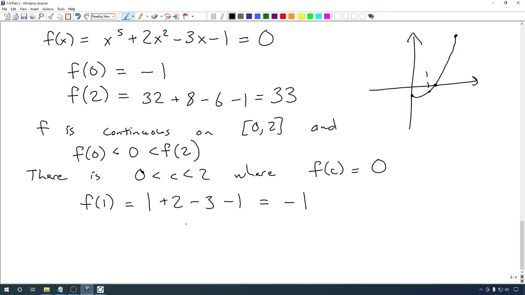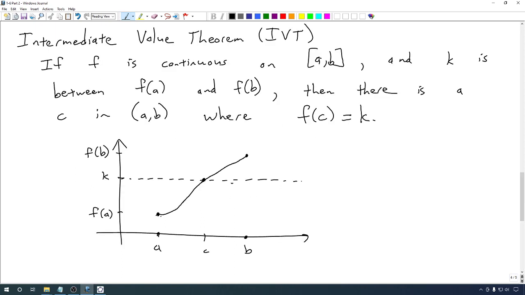But the point here is that this intermediate value theorem, the fact that we know about continuity here, gives us the information to guarantee the existence of roots, or at least points where a function is equal to whatever value we want to find. And that's just one of the applications we have of continuity.